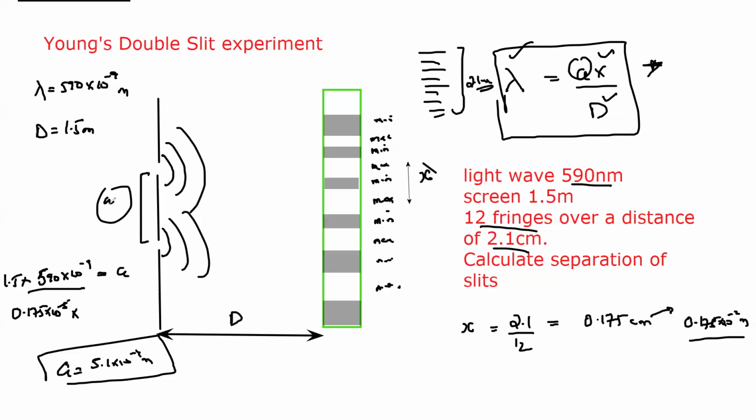So in Young's double slit experiment, what he did, he used two slits and the light wave diffracts and produces an interference pattern where x represents the distance between the adjacent bright fringes, lambda is the wavelength, D is the length or the distance between the slits and the screen, and a is the spacing between the slits.